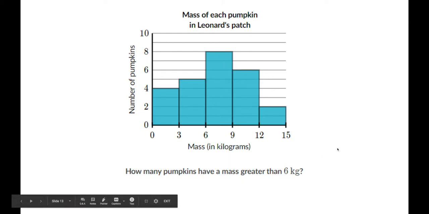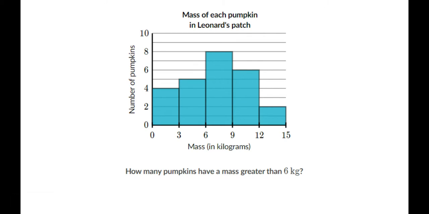But if I want to know how many pumpkins have a mass greater than 6 kilograms, I have to add up all of the bars that have a mass greater than 6 kilograms. I have to see how many pumpkins there were in this bar, plus this bar, plus this bar. So I'd have to add up 2 plus 6 plus 8 to answer this question.